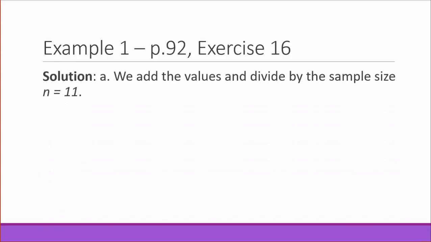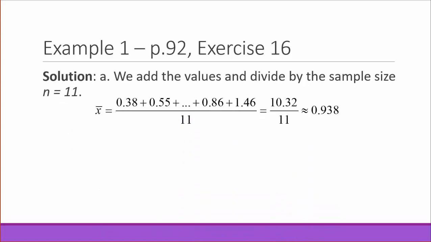So we add the values and divide by the sample size. And notice here the sum of the data is 10.32 watts per kilogram, and the sample size is 11, so we get 0.938, and I'll talk about that number in just a minute. And again, you don't have to worry about how we get this computation. We'll have StatCrunch doing this for us.